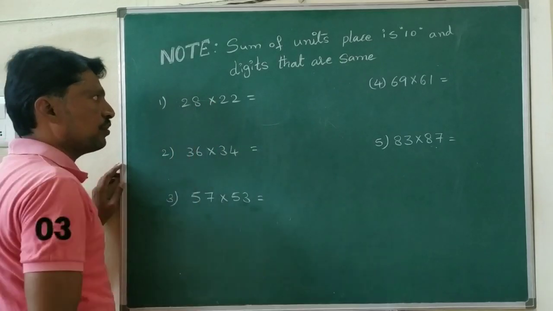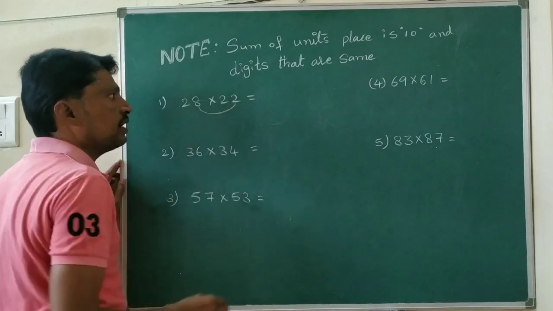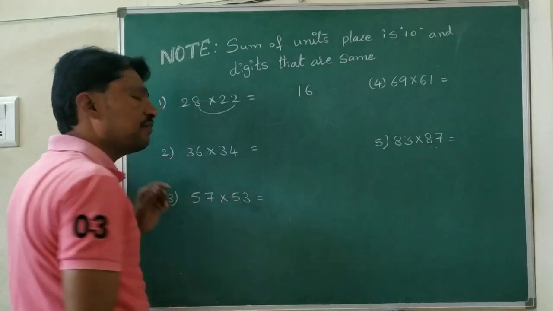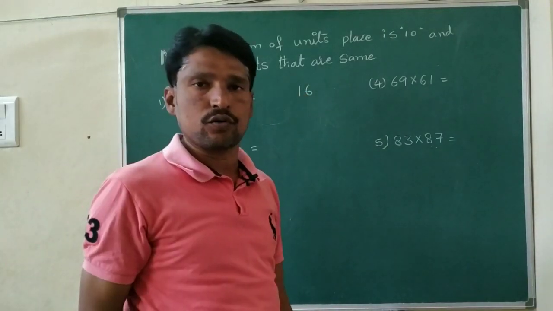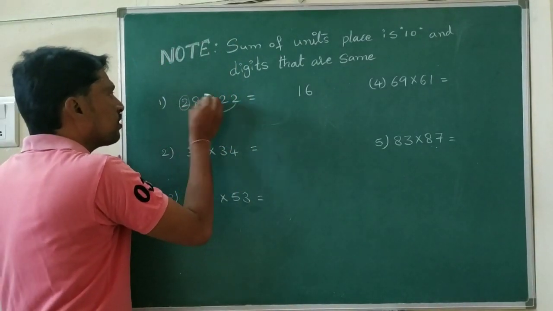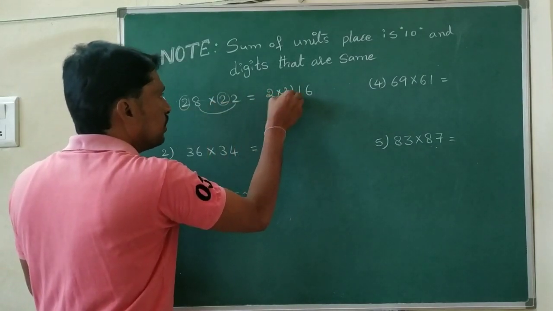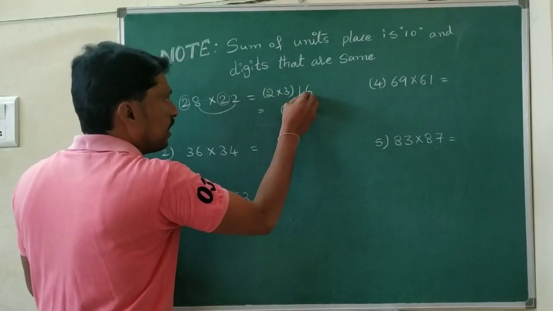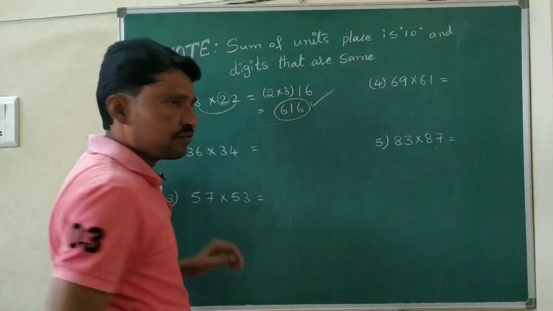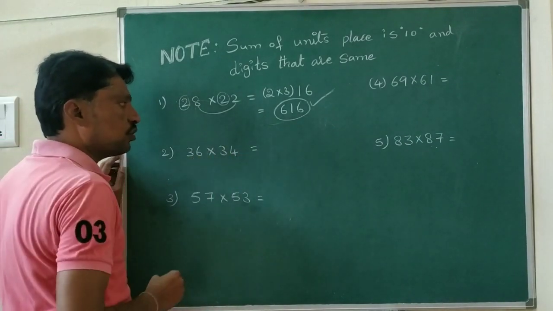Now 28 into 22. Here you multiply both units places: 8 into 2, that is 16. If we get a single digit, you can take 0 and add it, like 0, 2, 0, 3. Now the tens places are equal, 2 and 2, so we take 2 into 3, which is 6, and the 16 as it is. So 28 into 22 we are getting 616.